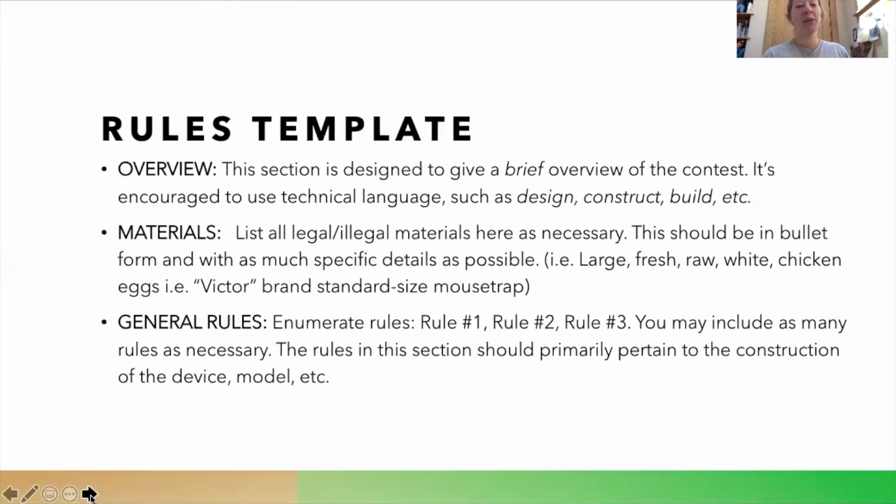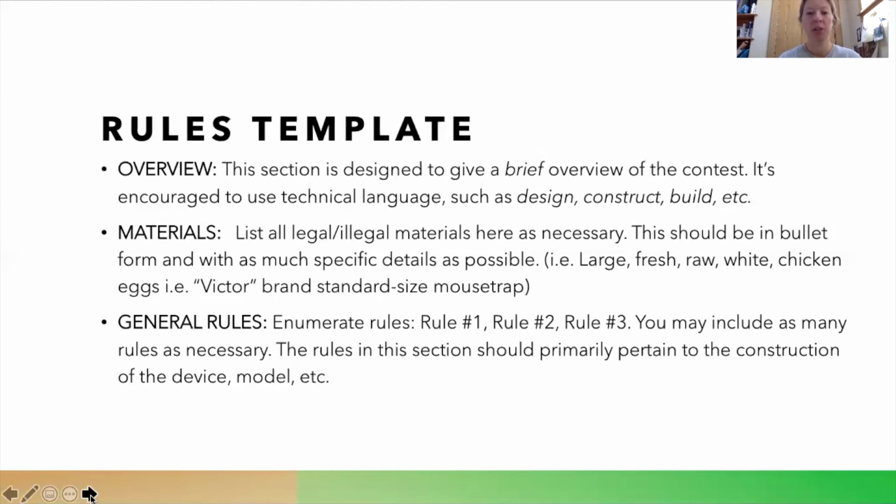Materials. You should list all materials that students should use and all materials they shouldn't use, so the illegal materials here as necessary. This should be in bullet form and have as much specific detail as possible, i.e. large, fresh, raw, white chicken eggs, Victor brand standard size mousetrap. So it should be really clear what students can and can't use.